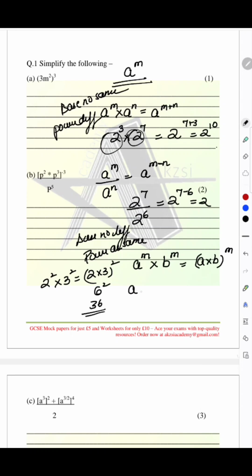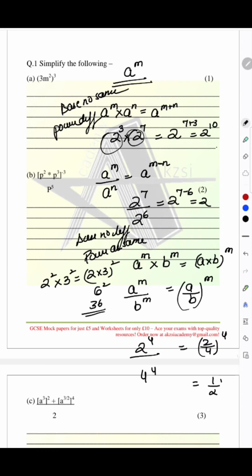Now, the second one is a to the power of m over b to the power of m. So this will be divide the base numbers and keep the power the same. Like 2 to the power of 4 over 4 to the power of 4. So this will be 2 over 4 to the power of 4, and 2 over 4 can be simplified as half to the power of 4, which is 1 over 16.